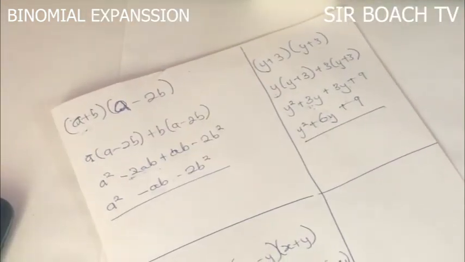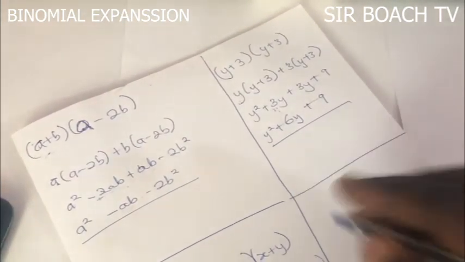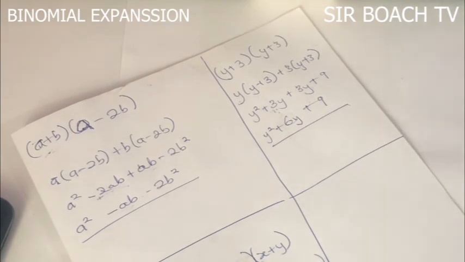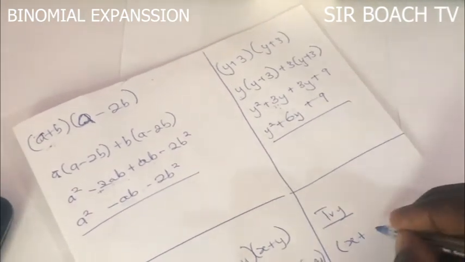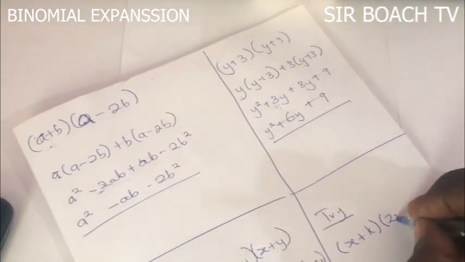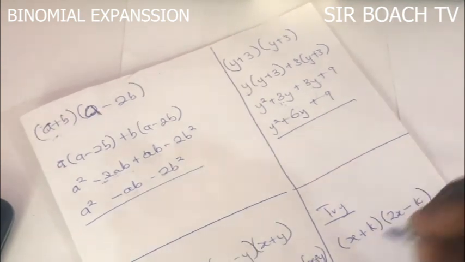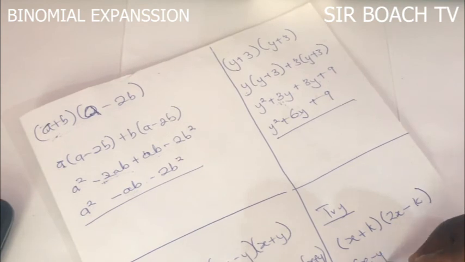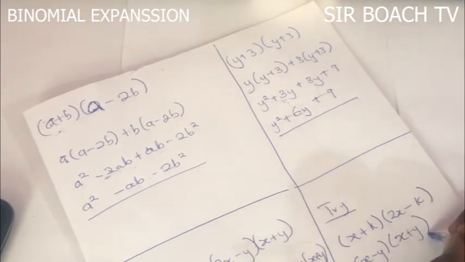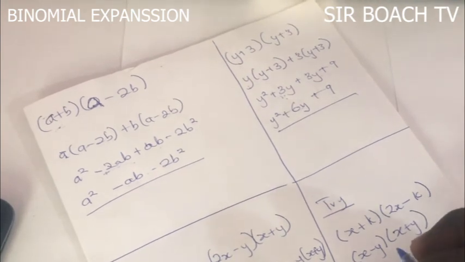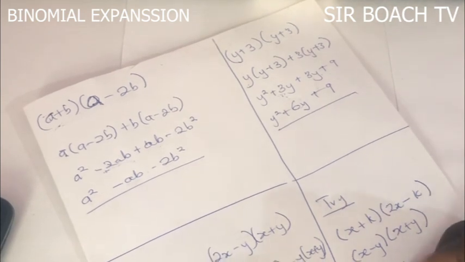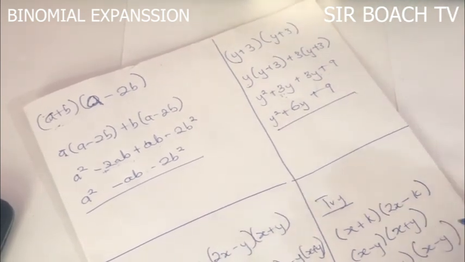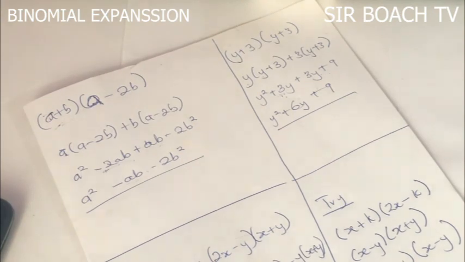Okay, so try this one for me under binomial expansions. If you have any question that is baffling you too, you can send it to me and we'll solve it together. So try this: x plus k and 2x minus k. We also have x minus y bracket x plus y. Then the last one we have is 4x minus y in the bracket x minus y. So solve these three. You know my number. You send it to me, then I'll check it for you. If you have any question that is disturbing you too, just let me know and we'll solve them together.